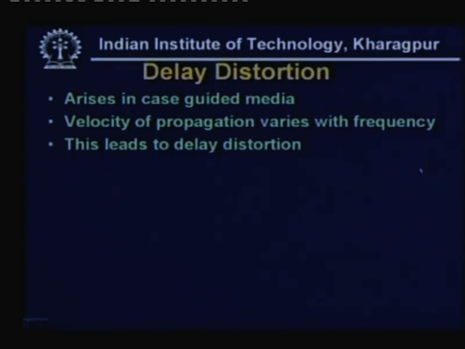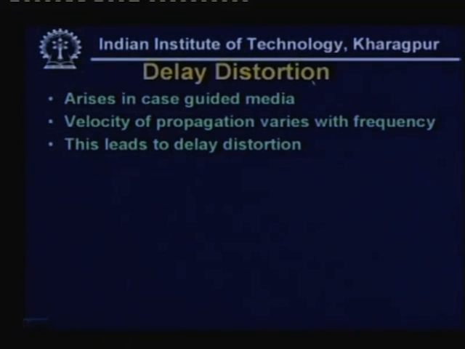Now let us consider another type of distortion that occurs, that is known as delay distortion. And this delay distortion arises particularly in a guided medium, not in air. Later on we shall discuss the different types of transmission media. We shall see that there are two types of transmission media, guided and unguided. So whenever the signal is passed through a guided medium like twisted pair cable, coaxial cable or optical fiber, it leads to delay distortion. What is delay distortion?